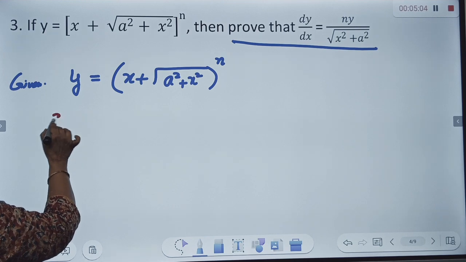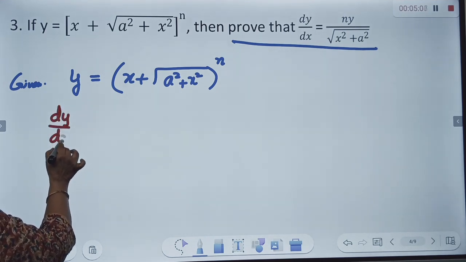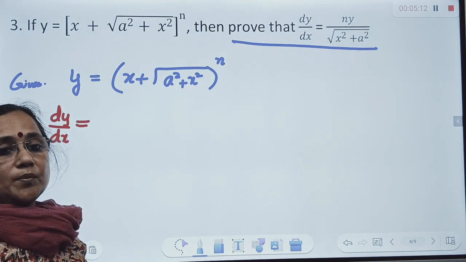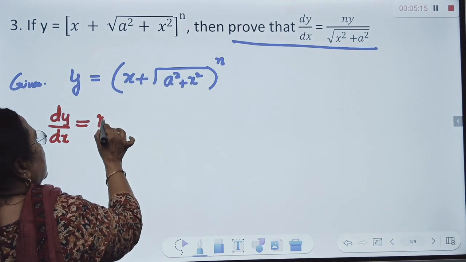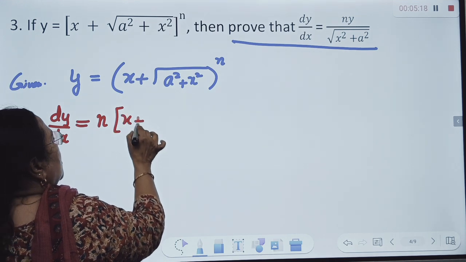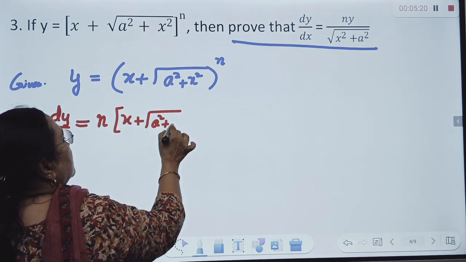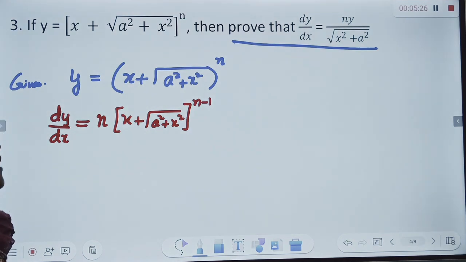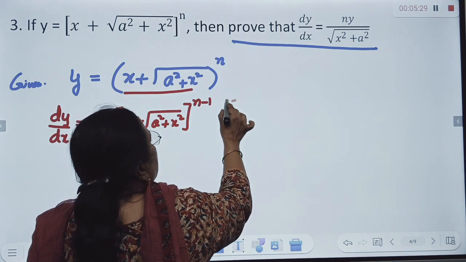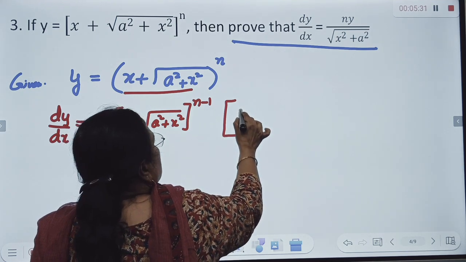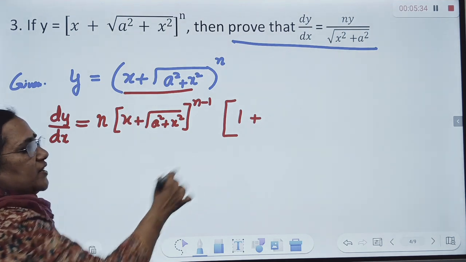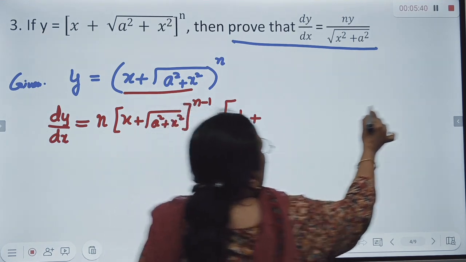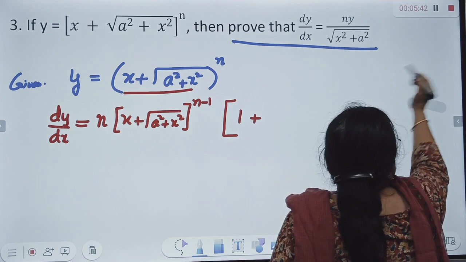Now dy by dx is equal to, when you have x power n, what is the derivative? n x to the power n minus 1. So n into x plus root of a square plus x square to the power n minus 1, into derivative of what is within the bracket. The derivative of what is in the bracket is 1, plus derivative of x is 1. What is the derivative of root of a square plus x square? Root x means x power half.